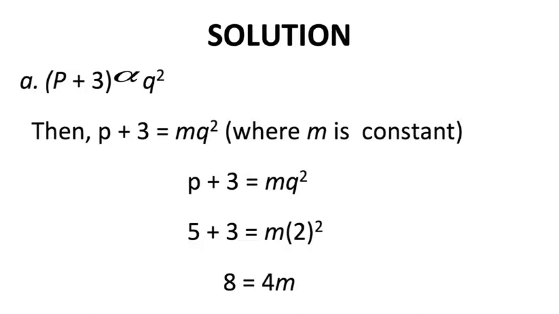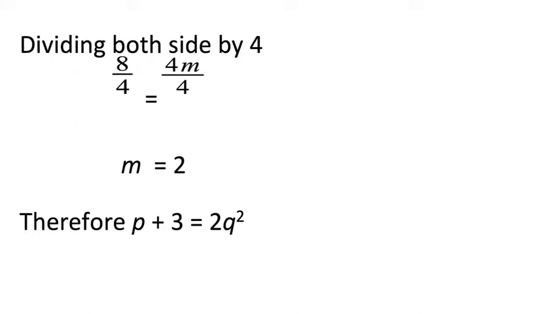When we divide both sides by the coefficient of m, which is 4, we have 8 over 4 equals 4m over 4. Looking at the right-hand side of this equation, we have 4 at the numerator and we also have 4 at the denominator. Therefore, 4 will cancel 4. And 8 divided by 4 is 2. Therefore, the value of m, which is our constant, is 2.